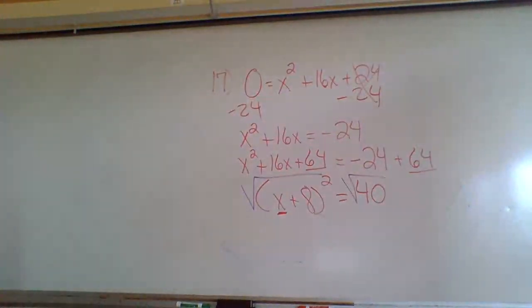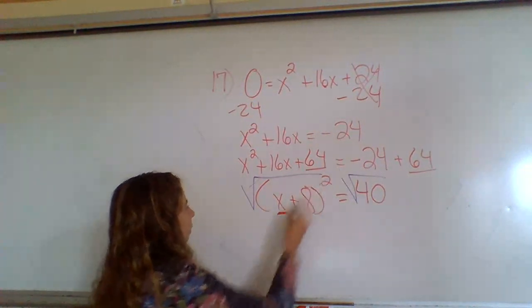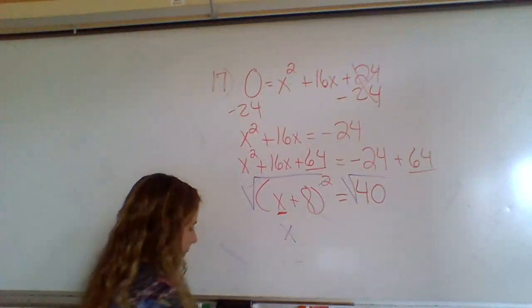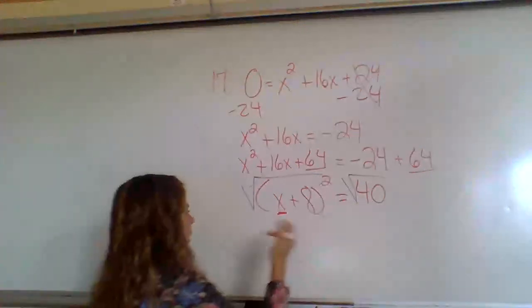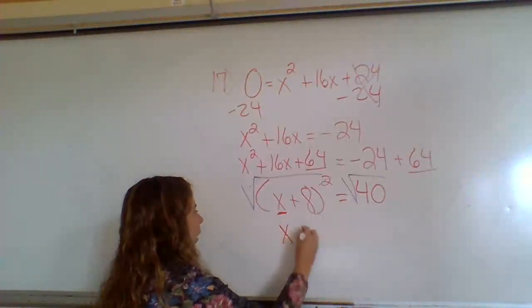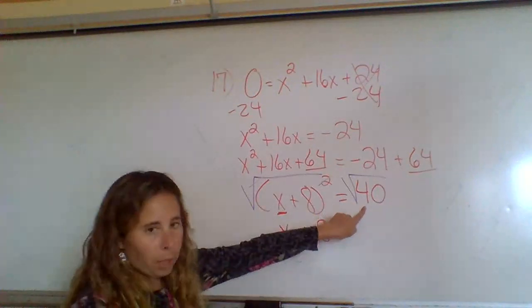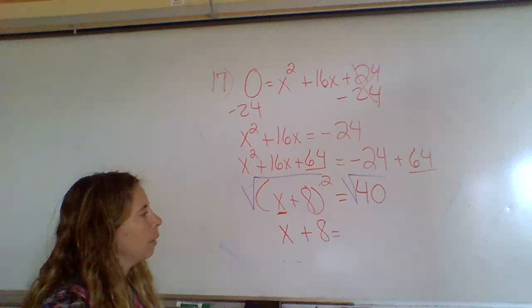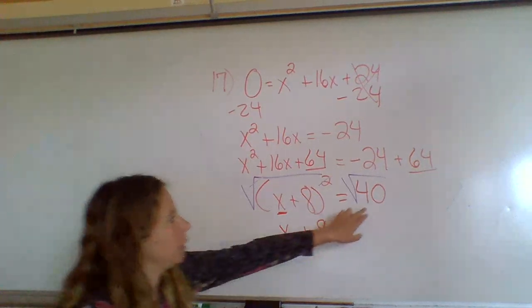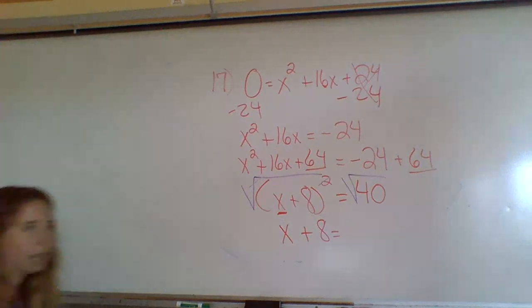I made this one so you have to simplify radicals. Okay, so these cancel out. You get x plus 8 equals, we're going to go ahead and simplify this. Okay, the square root of 40 is irrational. This is not a perfect square, but let's simplify it by prime factoring.